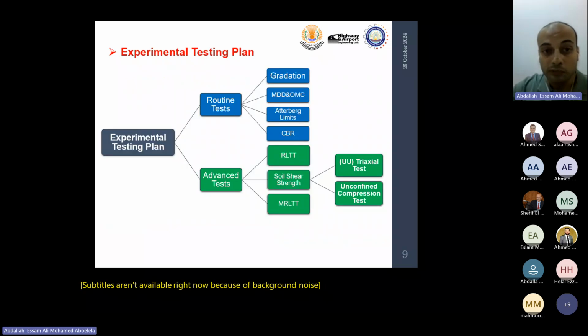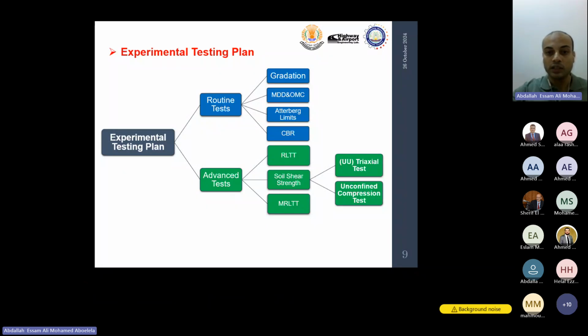And the experimental testing plan includes two categories of testing, which are routine tests and advanced tests. The advanced tests include the repeated loading triaxial test to estimate the resilient modulus value and the soil shear strength to calculate shear parameters, which are C and phi. As shown, the soils are categorized into two types, cohesive and cohesionless soils. So we conducted two types of shear tests: the unconsolidated undrained triaxial test for cohesionless soil, and the unconfined compression test for the cohesive soils. And finally, we conducted a multi-stage repeated loading triaxial test for studying the behavior of permanent strain for local subgrade materials.